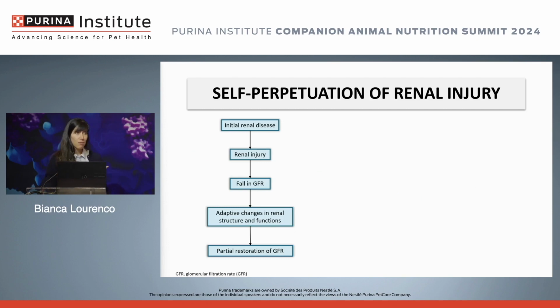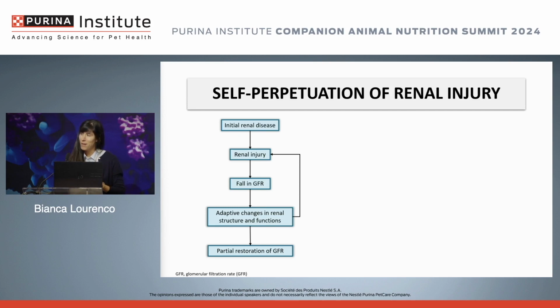That's because we know that there's a self-perpetuation ability of kidney disease and renal injury. Essentially, you start by having a primary renal disease that takes down a few nephrons, and with that, reduces our overall glomerular filtration rate. Once that happens, you end up having adaptations that partially restore that glomerular filtration rate. However, those adaptations tend to become maladaptive and promote a further decrease in functioning nephrons. We also see accumulation of uremic toxins, which again promotes accelerated renal damage.